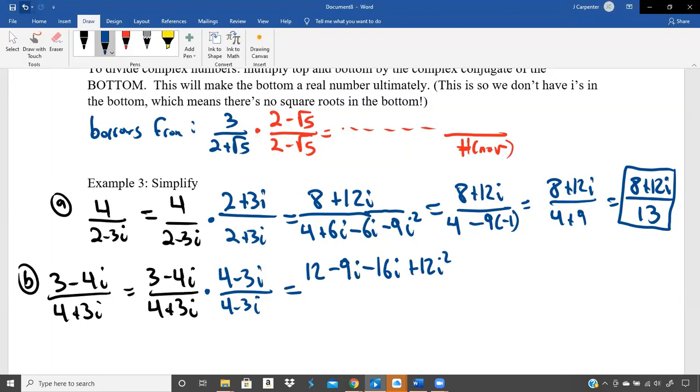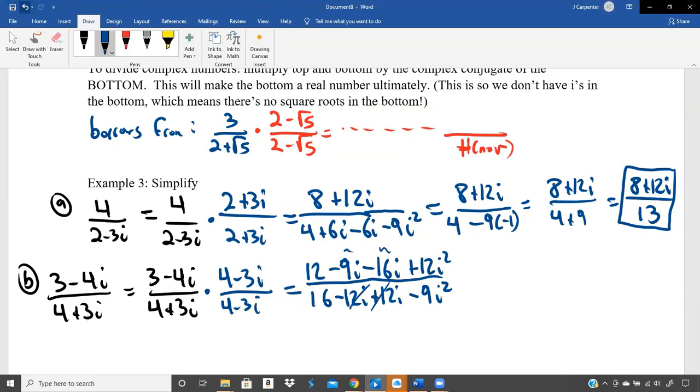The bottom, the 4 times 4 is 16. That's your first. Your outer, 4 times negative 3i is negative 12i. Your inner, 3i times 4 is positive 12i. They're going to cancel, so we're doing good. 3i times negative 3i is negative 9i squared. Don't forget that square. Cancel your like terms in the bottom.